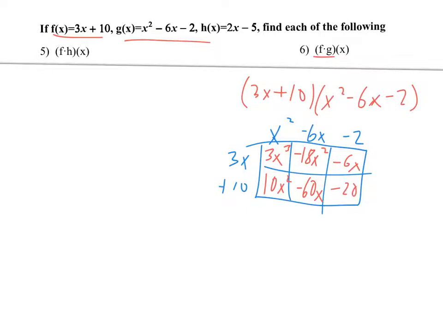All right, next up here, we're just going to combine like terms. So I have 3x to the third, which does not have a like term. I'm going to combine these two. Negative 18x squared and positive 10x squared is negative 8x squared. Negative 6x and negative 60x makes negative 66x, and then negative 20 has nobody to combine with.